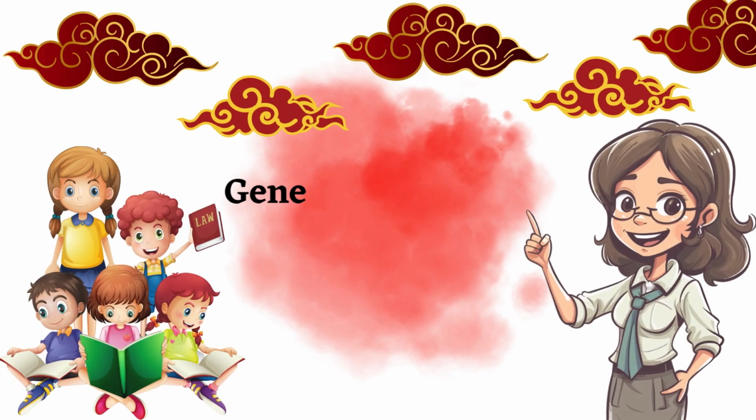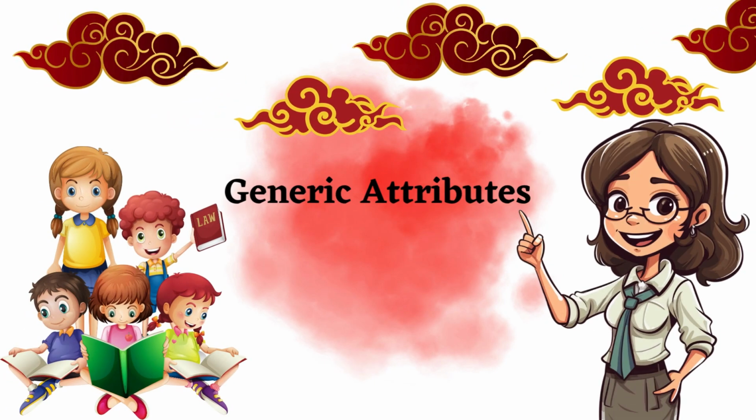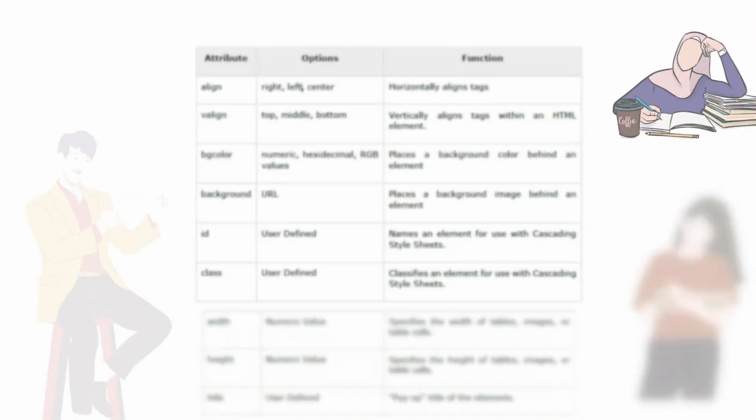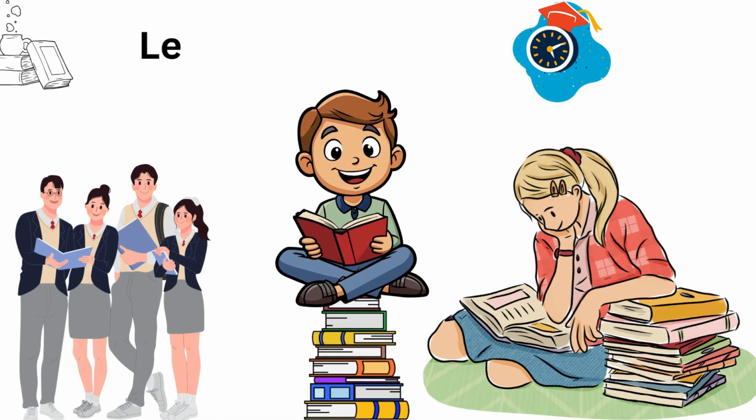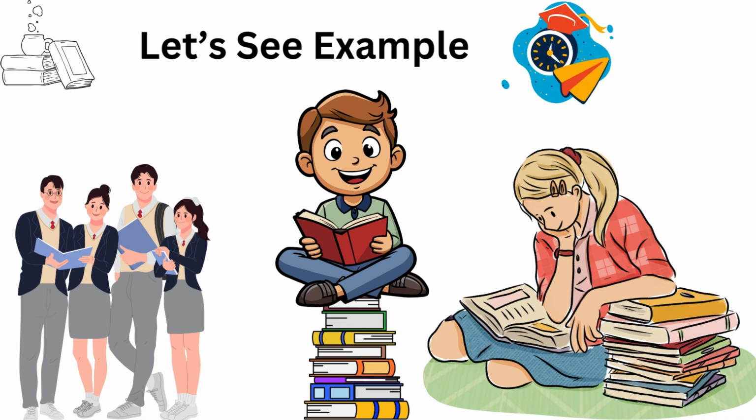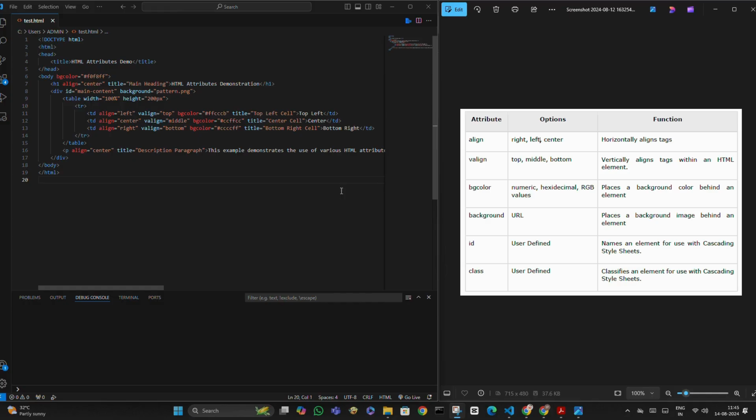Now, let's look at some generic attributes that are commonly used with many HTML tags. These attributes help with alignment, styling, and more. Now, let's look at some examples. There are also generic attributes that are commonly used across many HTML tags. These include attributes like align, valign, bgcolor, color, ID, class, width, height, and title.